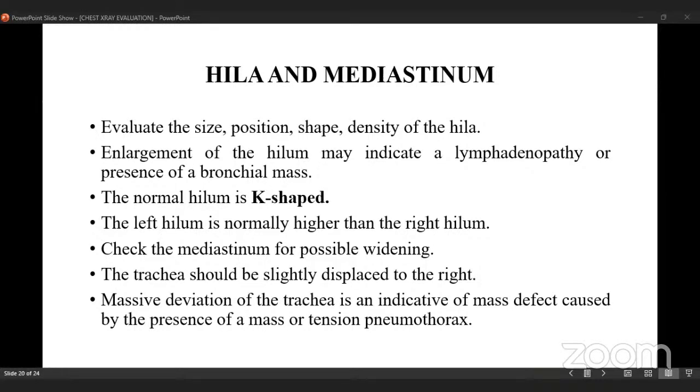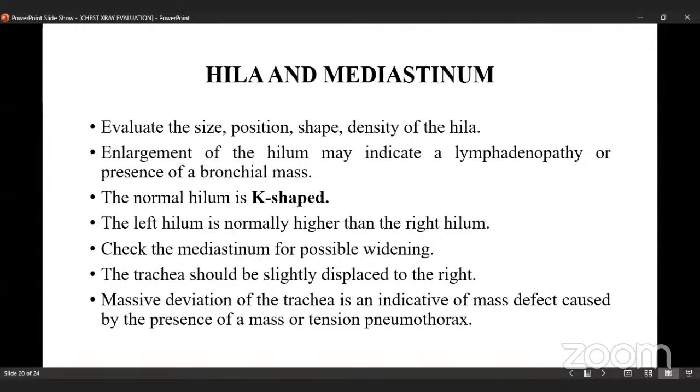All right. So now let's move on to H, which is the hilar and the mediastinum. So hilar for plural and then hilum for singular. All right. The hilum, that's singular. You have to evaluate the size, the position, the shape, and then the density of the hilum. It's very important. Whenever you see enlargement of the hilum, it should tell you that there is something causing the hilum to be enlarged.